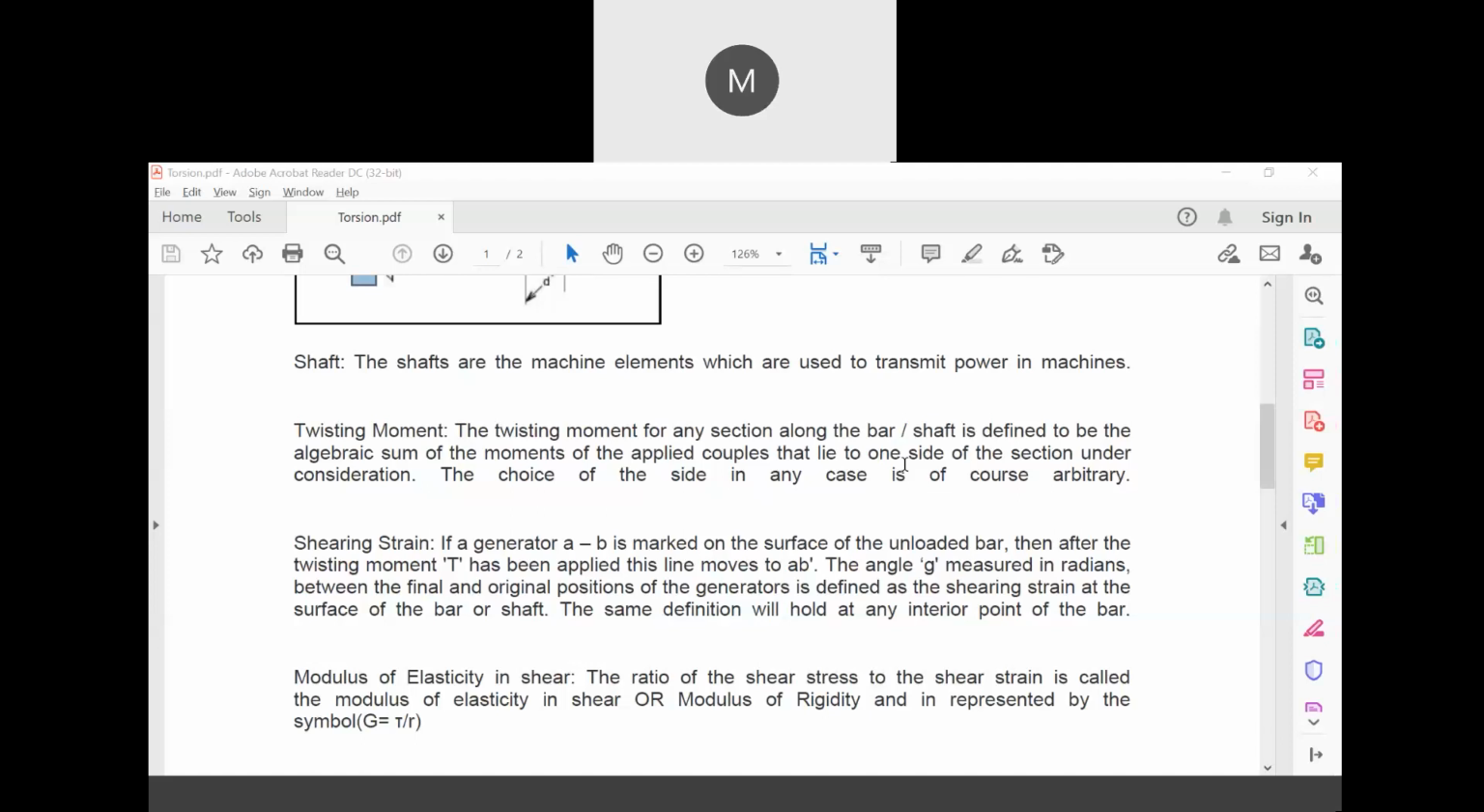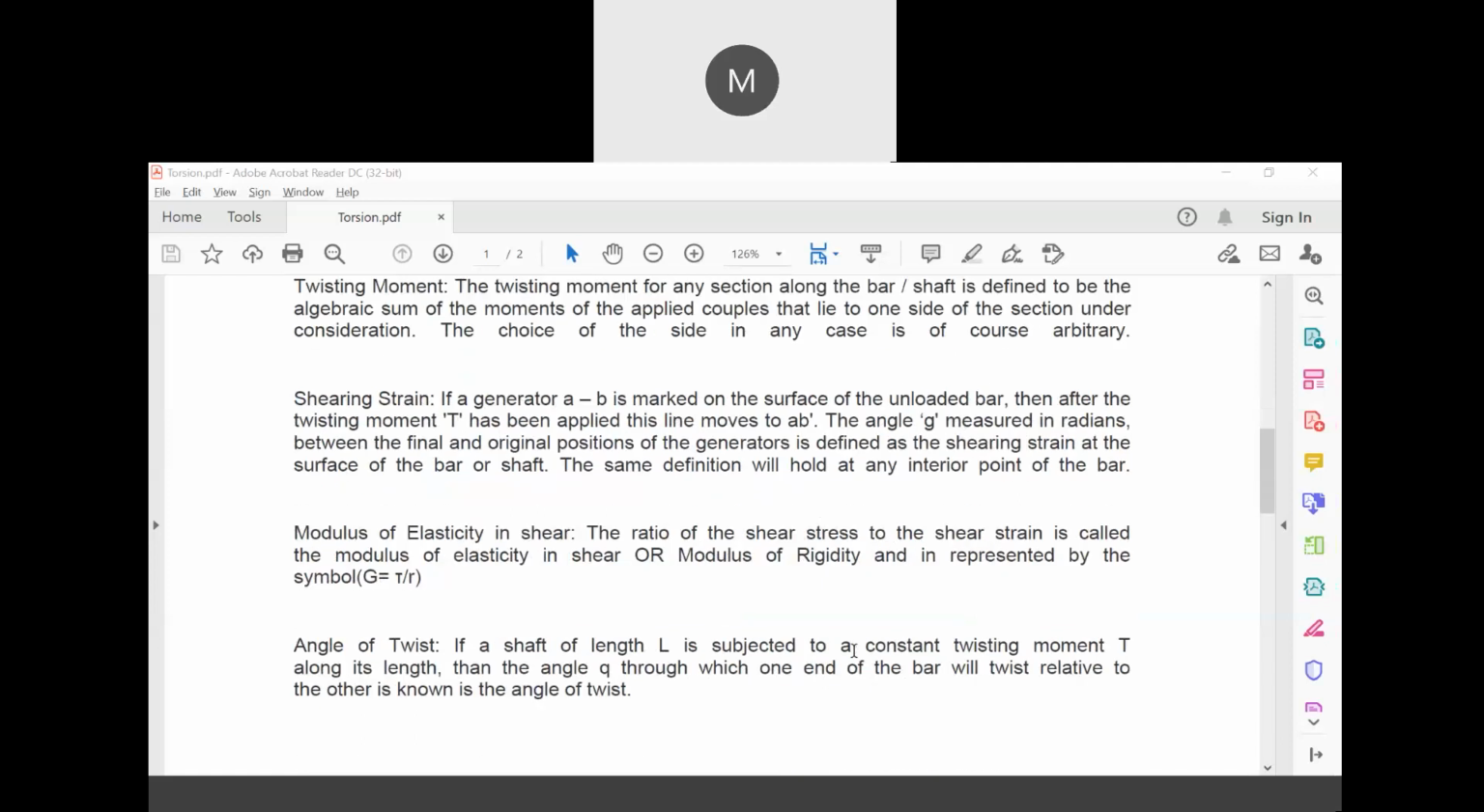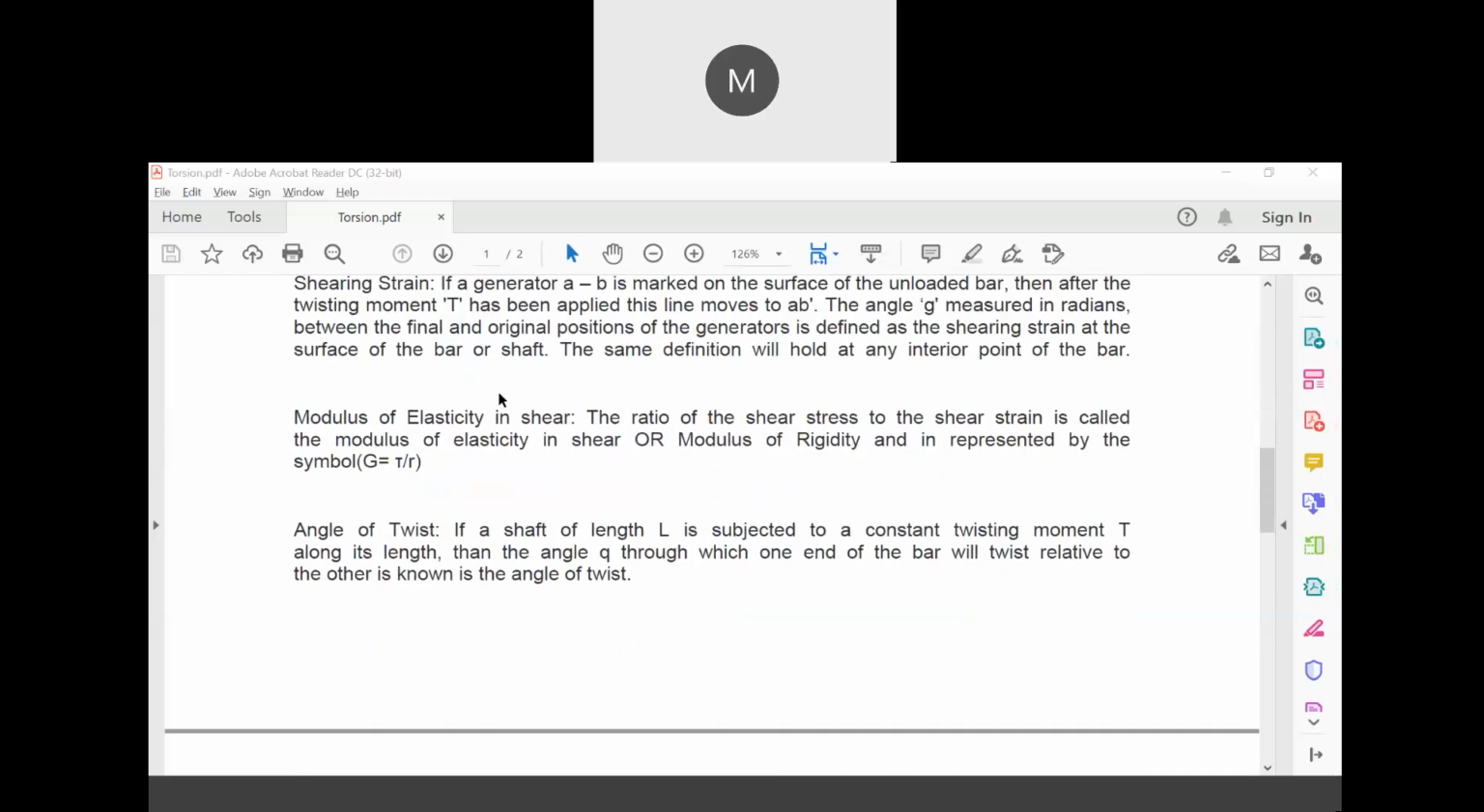And modulus of elasticity in shear means what? The ratio of shear stress to shear strain. Or it is called what? Modulus of rigidity. Now, the angle of twist. Suppose that bar or shaft is being twisted. The angle through which it is twisted is called the angle of twist.